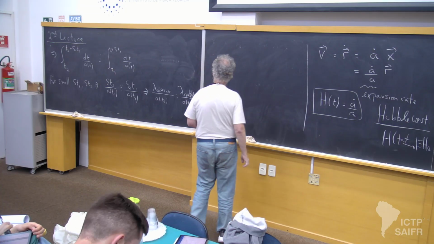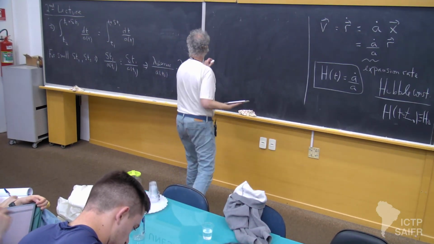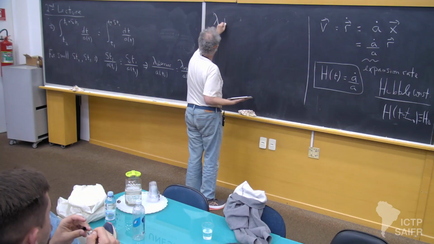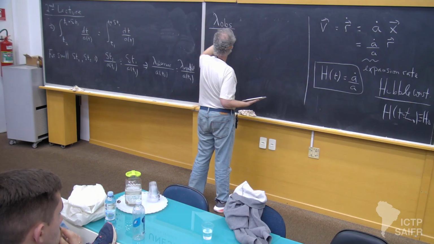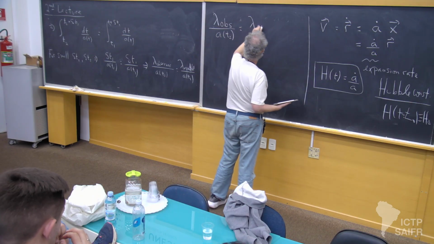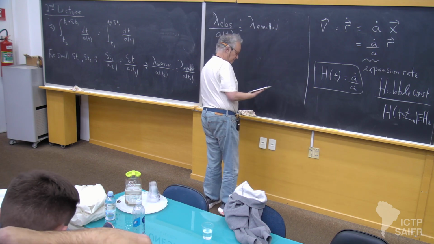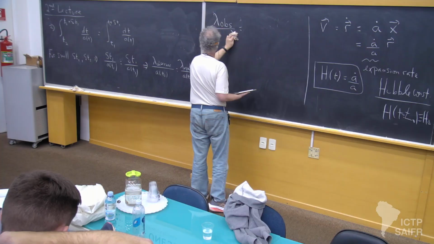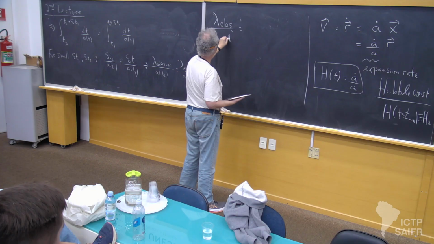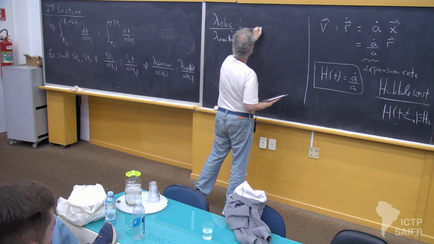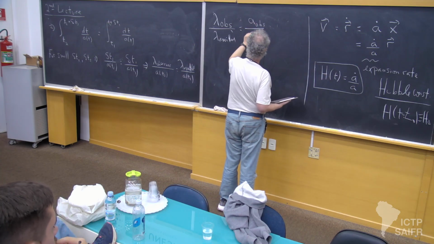So you can write, let me just get the order correct, just to make sure. The wavelength that I observe divided by my scale factor at my time is lambda emitted. Oh, I'm just repeating that. So let me do this. That lambda observed divided by lambda emitted is A, the scale factor observed, over A, the scale factor emitted.